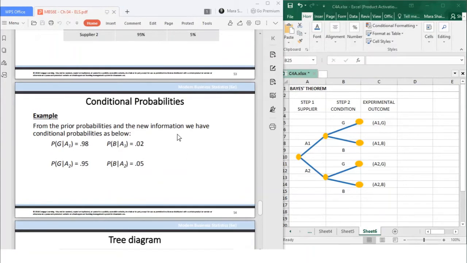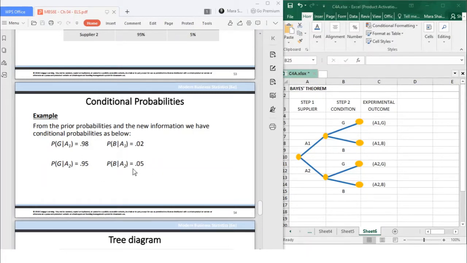Again, as I mentioned, given the new information, you have these new conditional probabilities. The first one: the probability that you have a good part from supplier 1 is 98%. The probability of receiving a bad part from supplier 1 is 2%. The second one: the probability of receiving a good part from supplier 2 is 95%, and the probability of receiving a bad part from supplier 2 is 5%. These are your conditional probabilities.